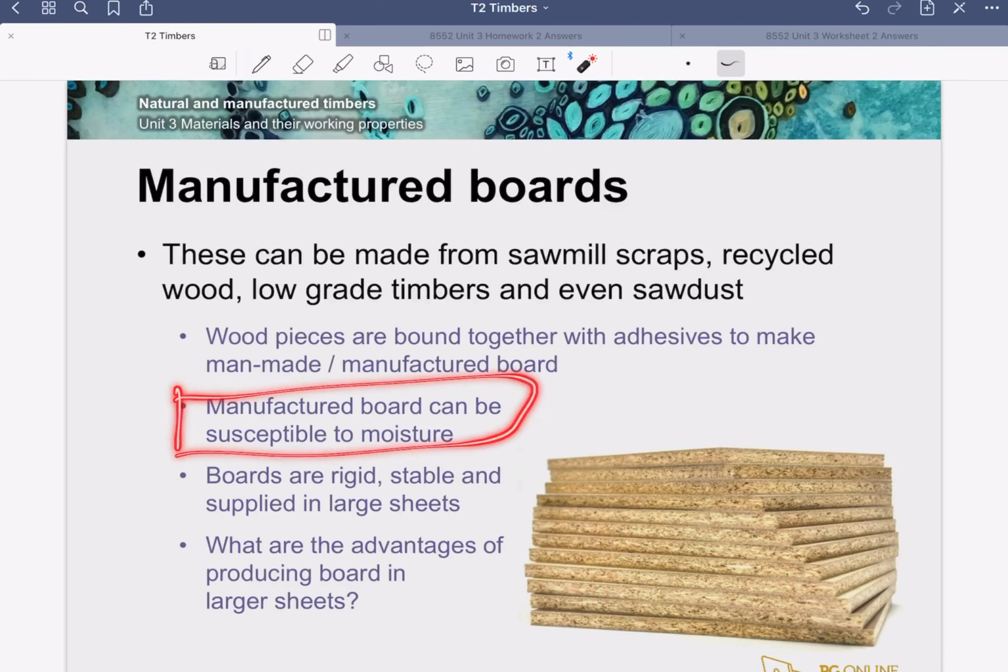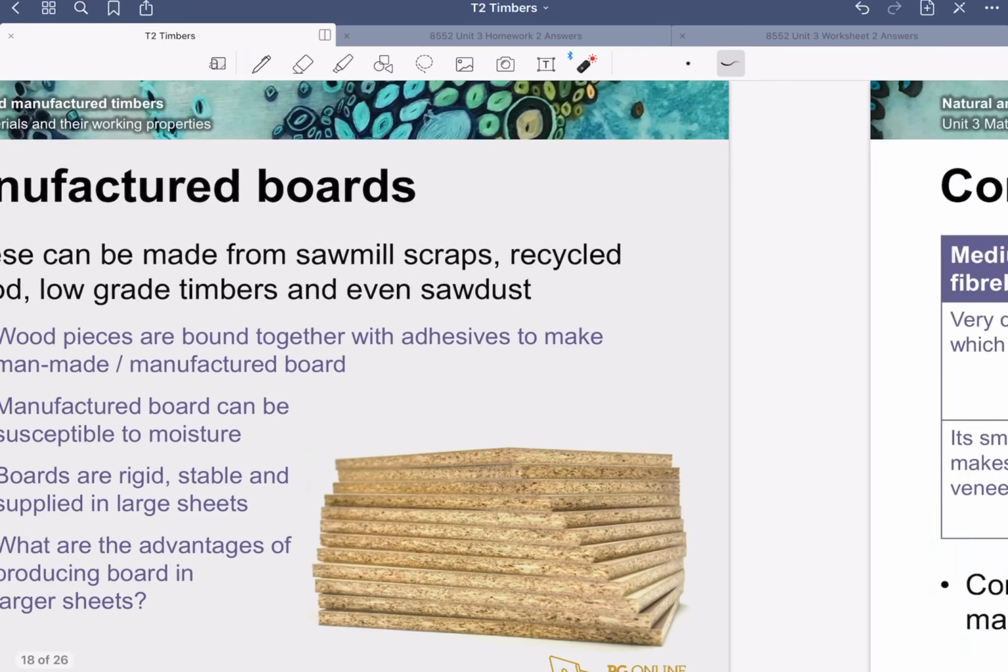Manufactured boards can be susceptible to moisture. If you think, all this is like an open grain, which would absorb moisture quite quickly and easily. Boards are rigid, they're stable, and they're supplied in large sheets, which are often a lot wider than the trunk of a tree, so you can get really good sized sheets. If you look over to the white table on the left, that is a plywood top that's been painted white, and that's obviously going to be bigger than the width of pretty much any tree, isn't it? That's because it's been manufactured into that 8 foot by 4 foot sheet. So manufactured boards have great advantages.